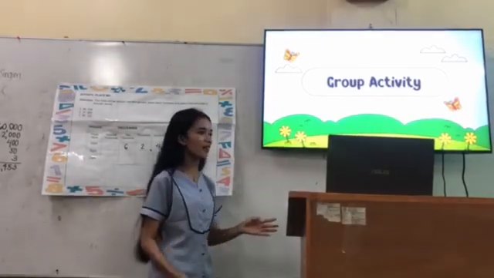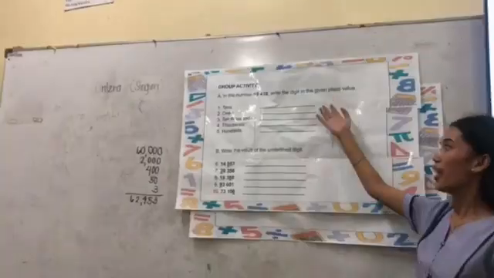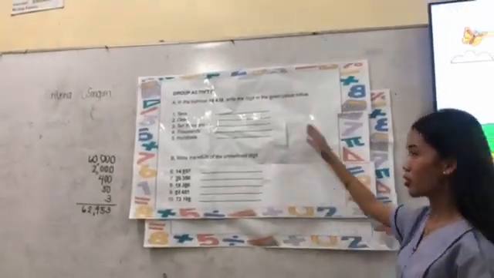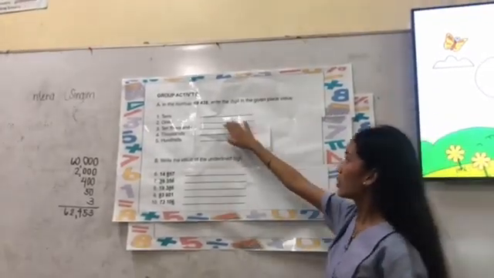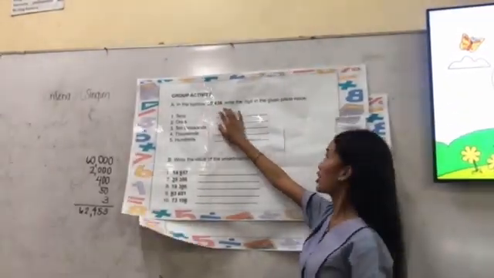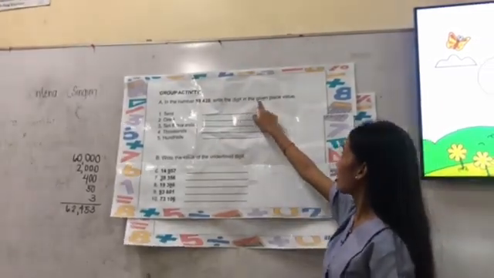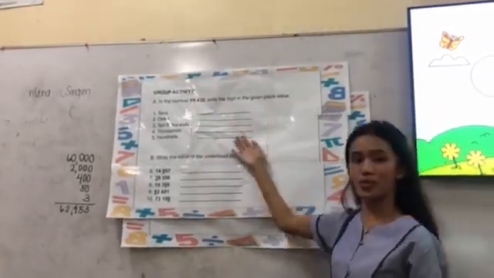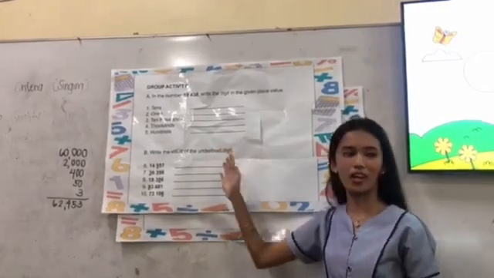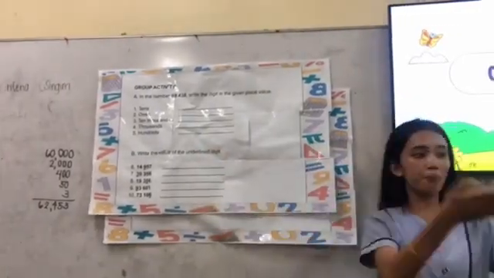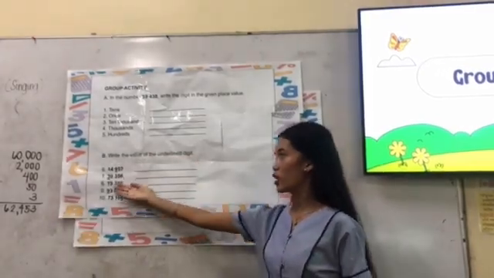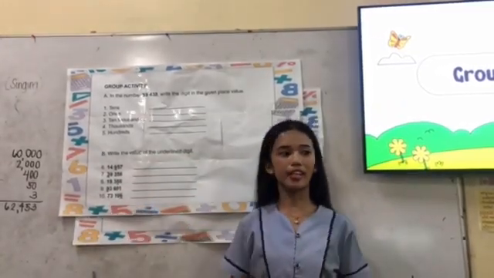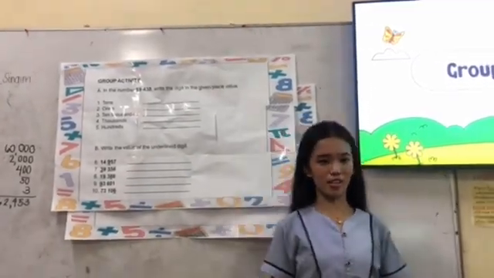So we will have another group activity. For group A, which is on this side, in the number 59,458, write the digit in the given place values. Okay, do you understand? Alright. For group B, write the value of the underlined digit, which is here. Is it clear? Okay, you may now start.